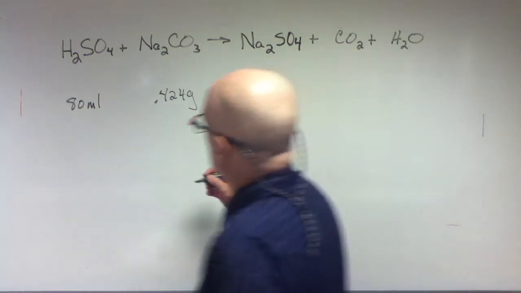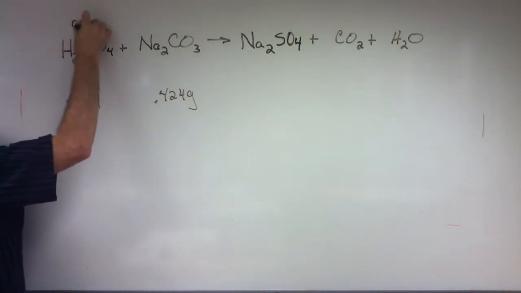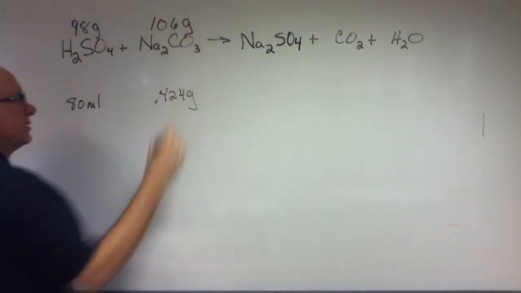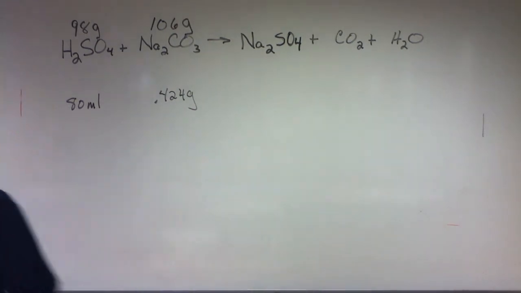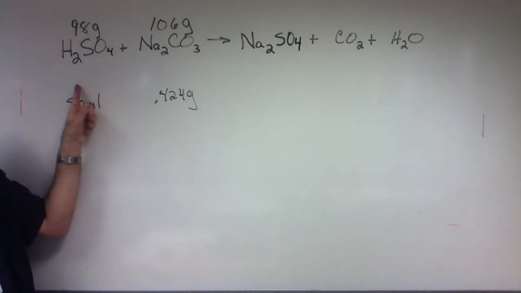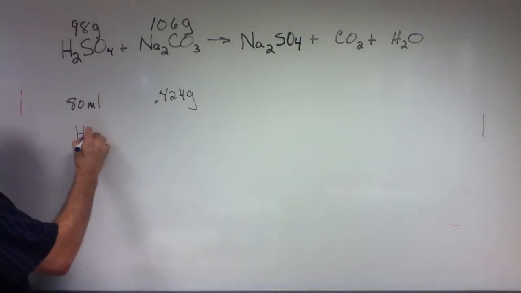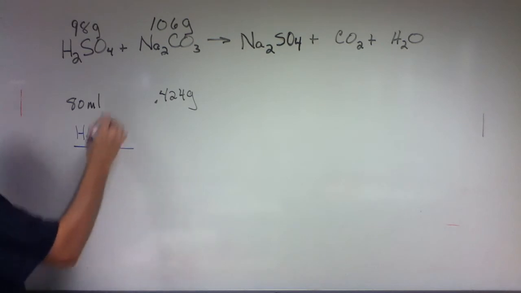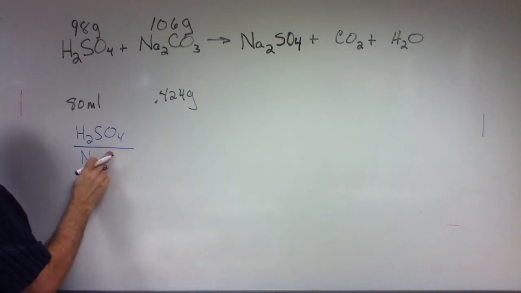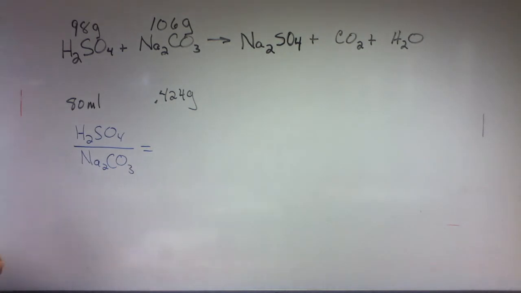Okay, let's do that. So 1 mole of this is balanced. 1 mole of this is 98 grams. 1 mole of this is 106 grams. Okay, good. Now, so I'm simply going to be comparing this with this. I have this mass. I want to find this mass, correct? Am I doing this right? Okay, so I'm just going to say, H2SO4 over Na2CO3 equals what?